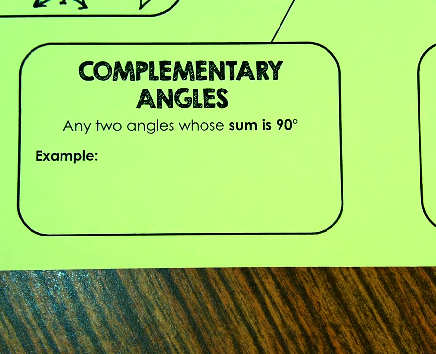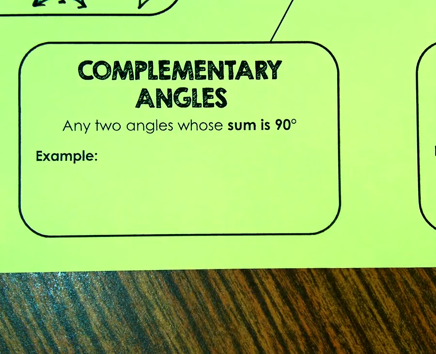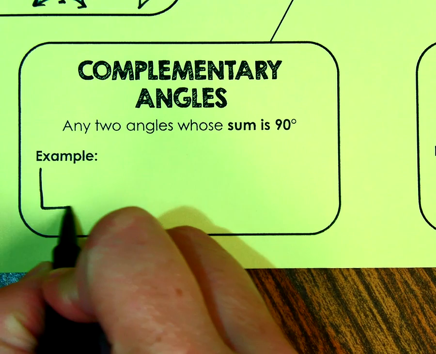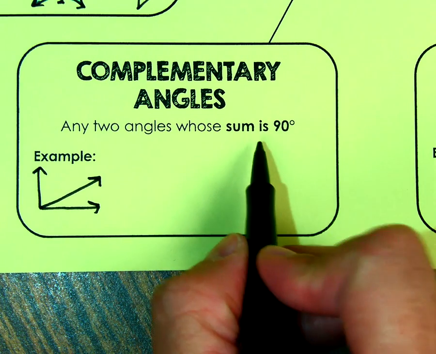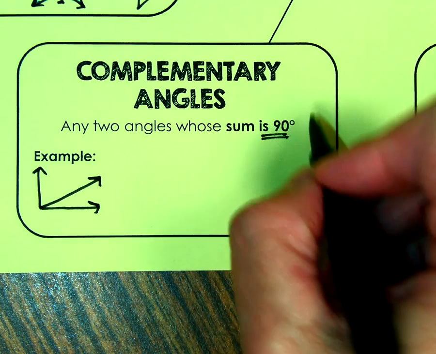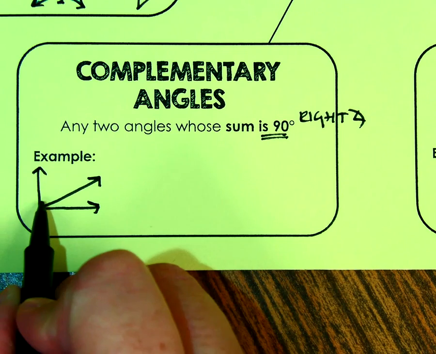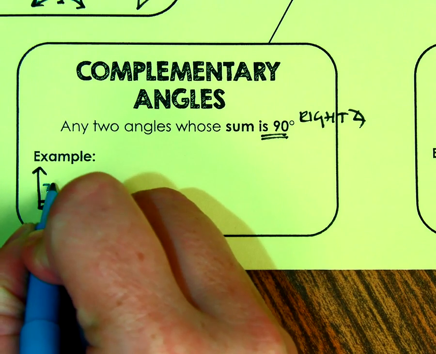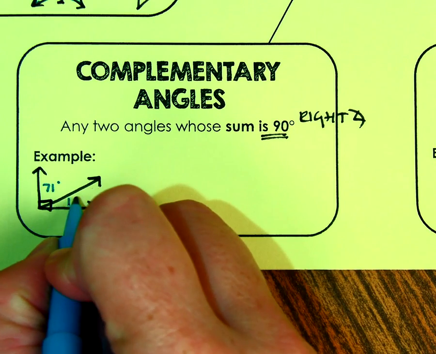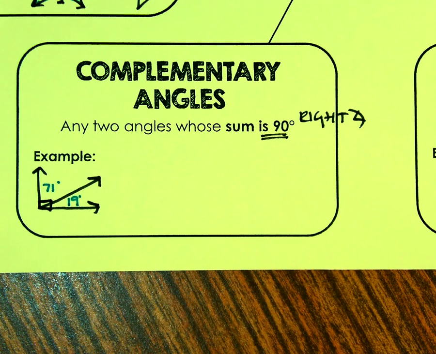Complementary angles are two angles whose sum is 90 degrees. There are two different scenarios that you could have here. You could have adjacent angles that still have a sum of 90. Remember, 90 we've already talked about being a right angle. So we have this example. If it has the right angle indicator, that would be an example of complementary. Or if we said that this was 71 degrees and this was 19 degrees, together they add up to be 90 degrees, which makes them complementary.